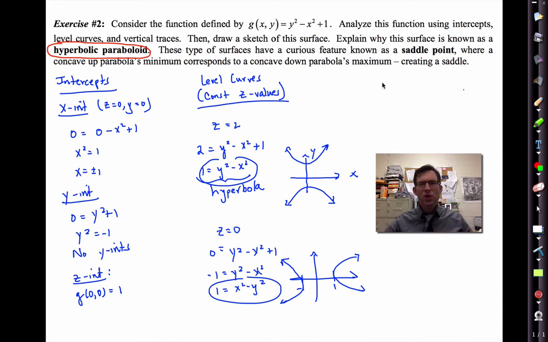Okay, let's go with vertical traces. All right, I'm going to run out of room, so my head's going to end up having to cover up something important, probably something over here, to be honest.